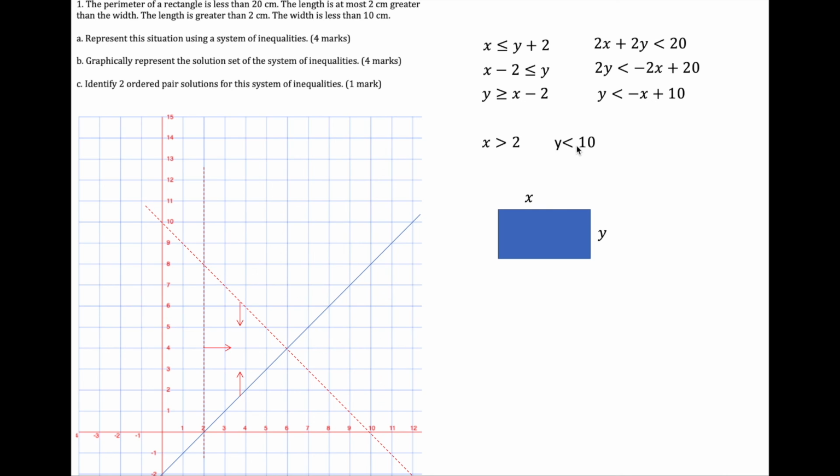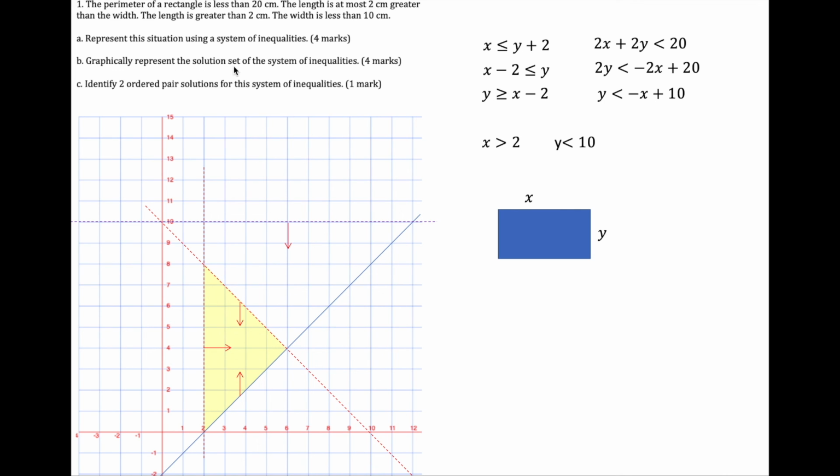And then y is less than 10. y equals 10 goes through the b value, goes through 10. And it is a horizontal line. And y is less than 10, it means it's dotted, and we're shading below. I'm thinking this is our polygon of constraints right here. I'm just shading that in.